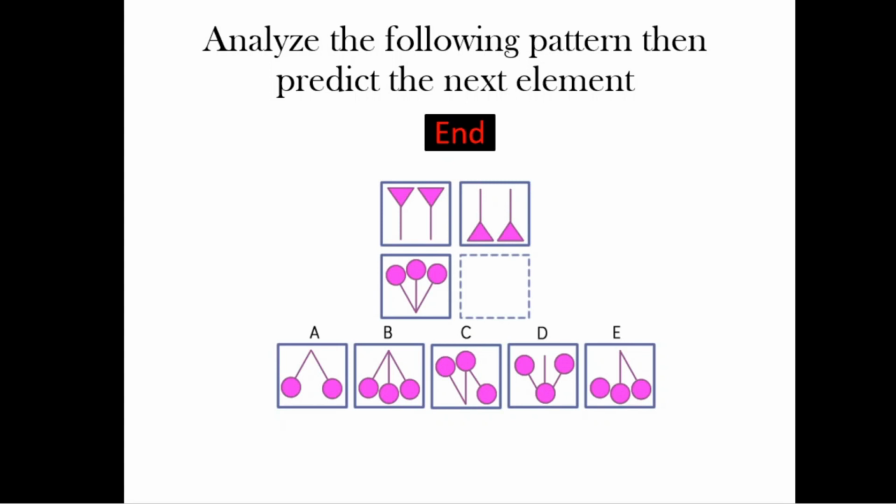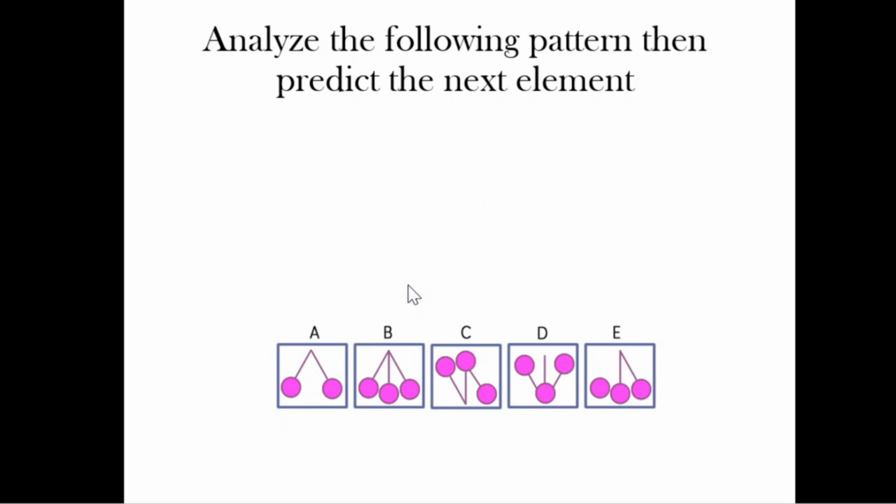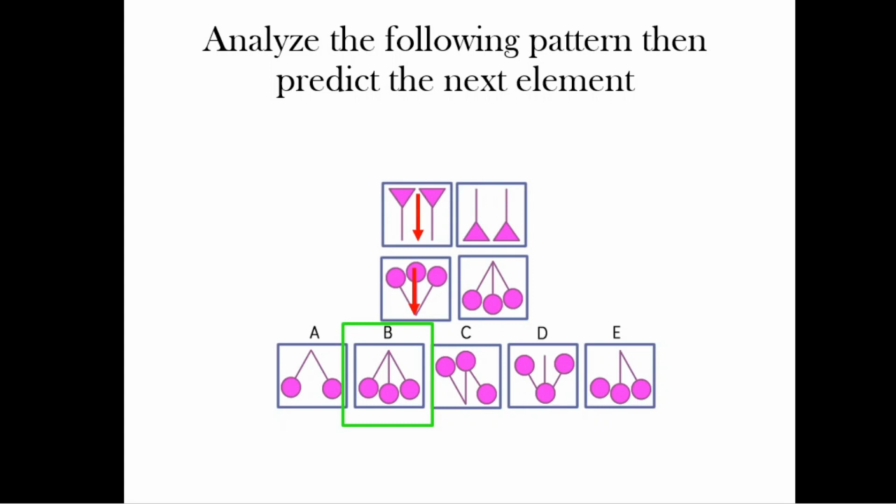To answer this pattern, we first observe the images here at the top portion. And if we look at these images, the image at the upper right side is just an inverted version of the image in the upper left. So if we follow that pattern, we simply invert this image, and that is option B.